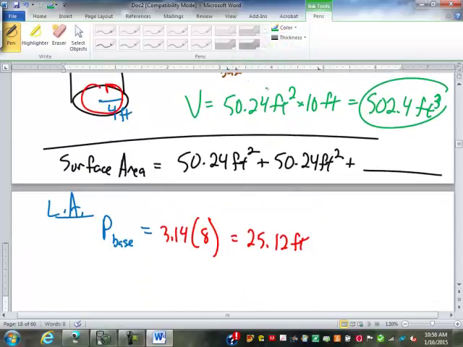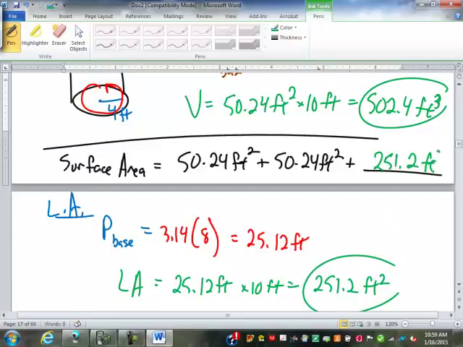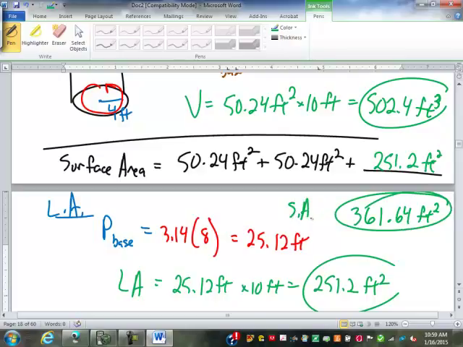So that means the lateral area, 25.12 feet times 10 feet of height, 251.2 square feet. So add that on, we get 361.64 square feet of total surface area. What do you think?